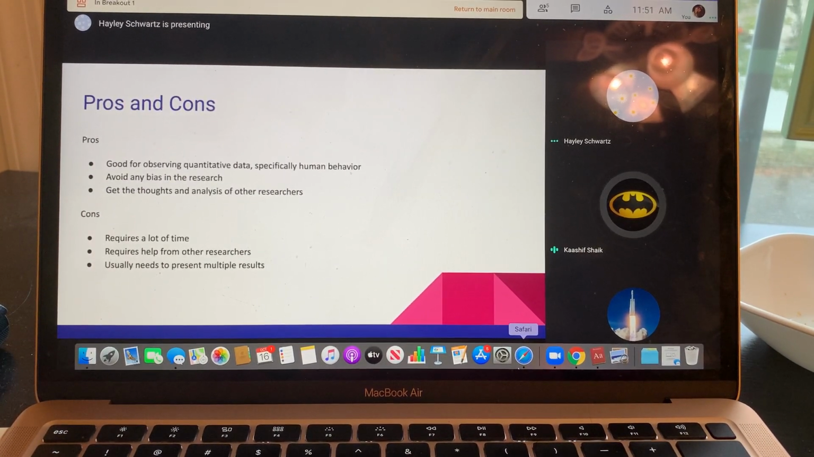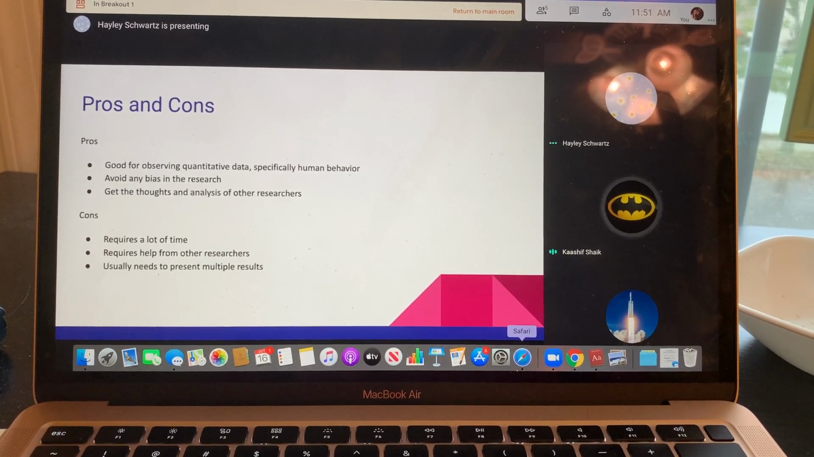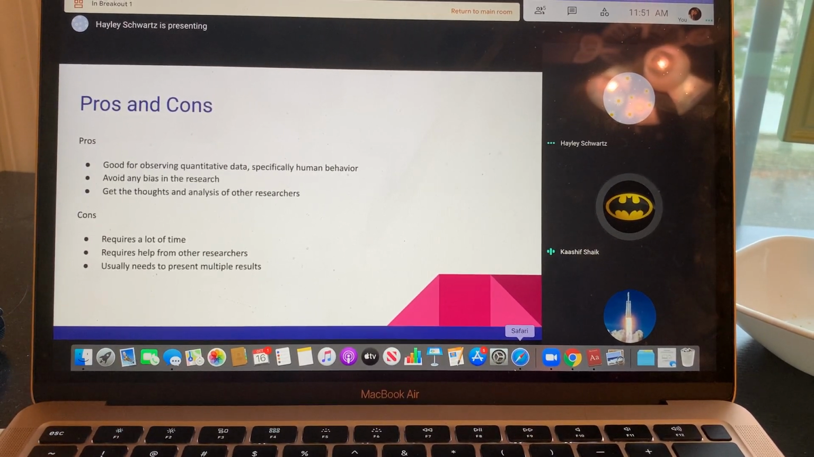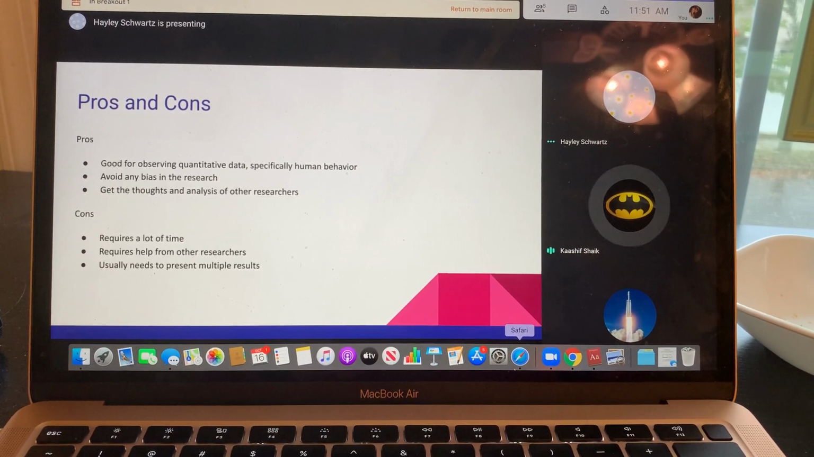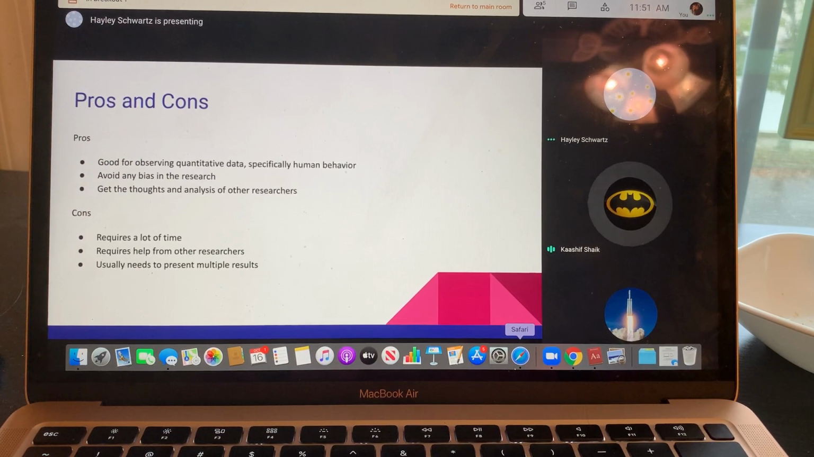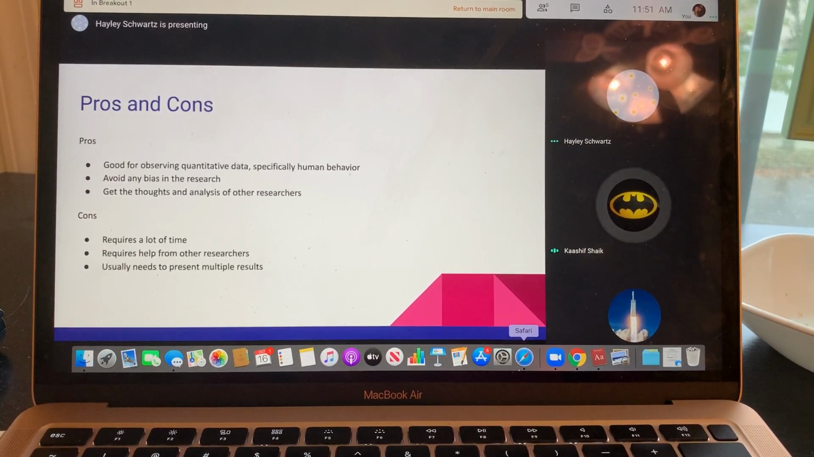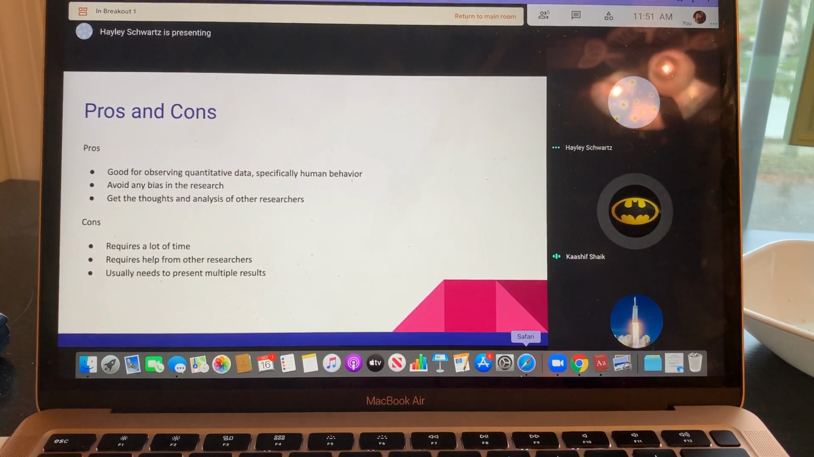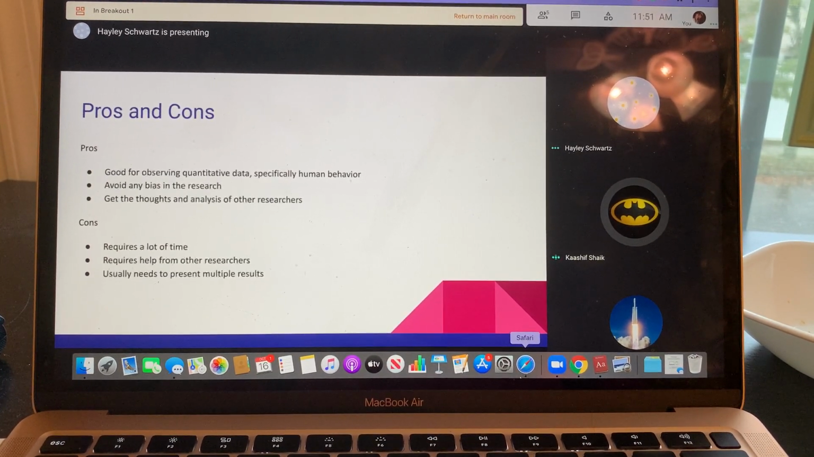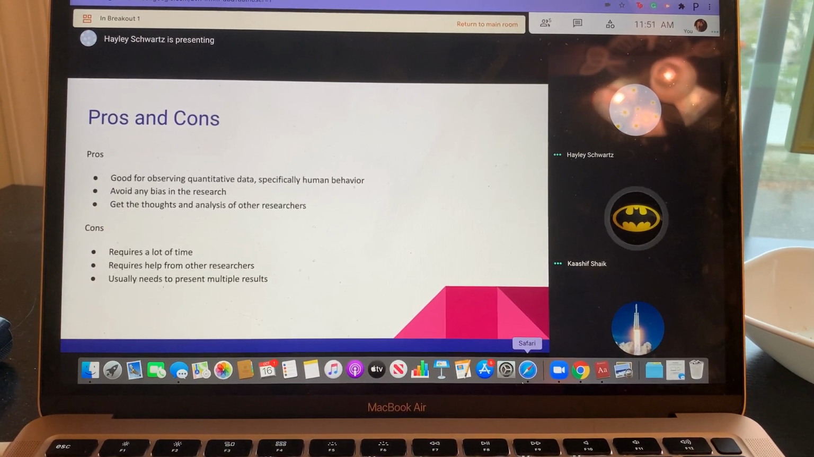Some pros and cons. Three pros I have are that they're good for observational quantitative data, they avoid any bias in the research, and they get the thoughts and analysis of other researchers. Some cons are that they require a lot of time, require a lot of help from other researchers, and usually this needs to present a lot of results.